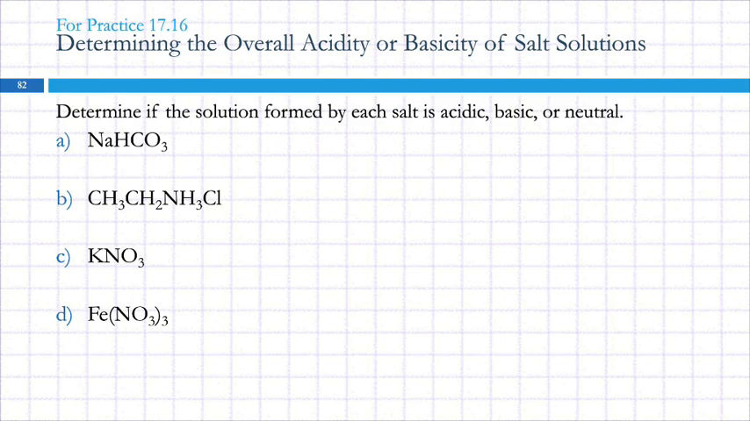Okay, determine if the solution formed by each salt is acidic, basic, or neutral. So what do we want to do? We want to look at the two ions that are present and see what their conjugates are, right? So this one, think back to Chem 1A, where we only ever had two ions. The metal is the first ion, and everything else is the second one. So this is sodium ion and hydrogen carbonate ion.